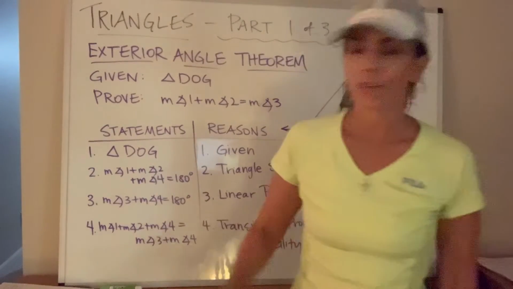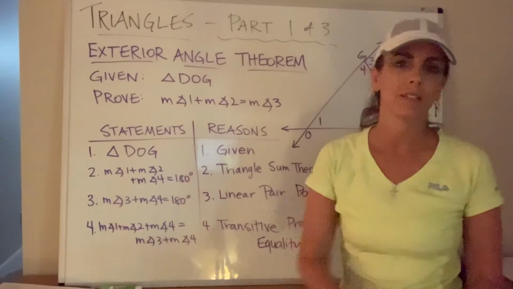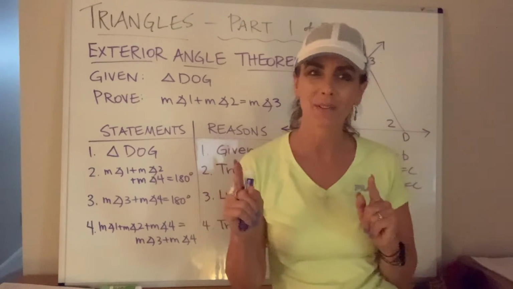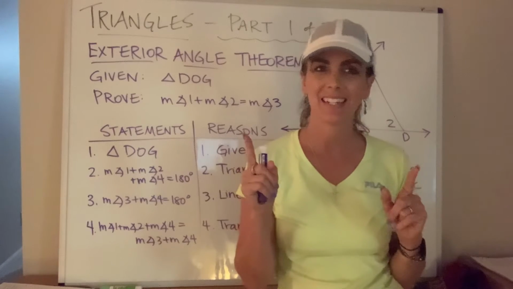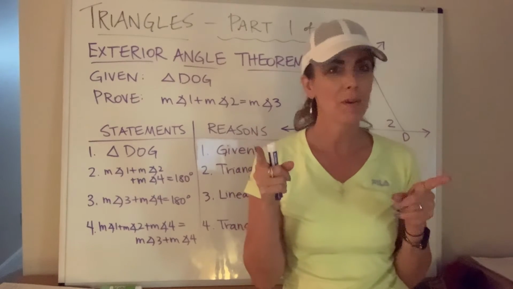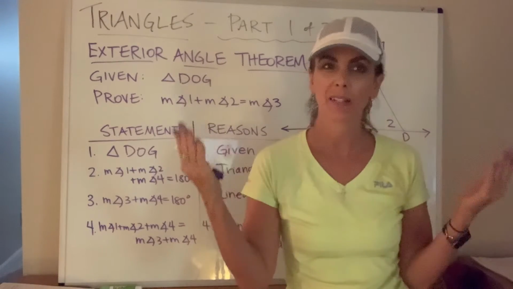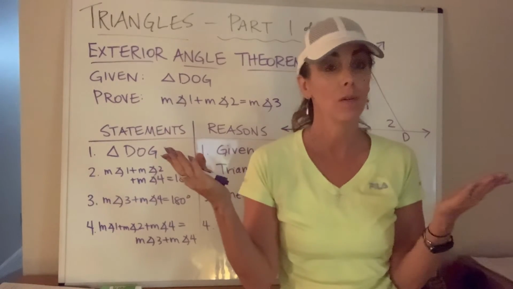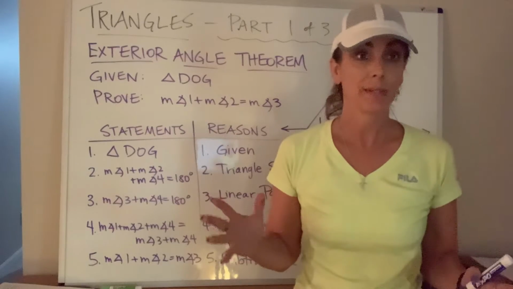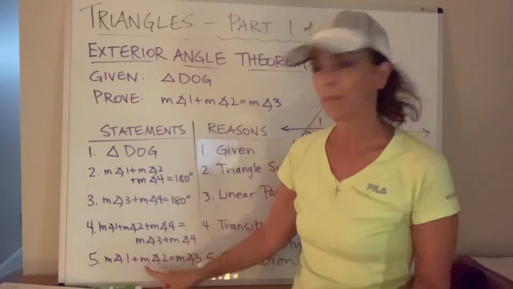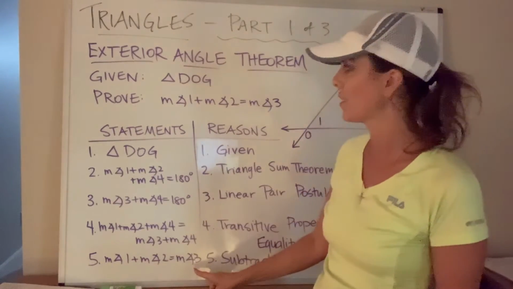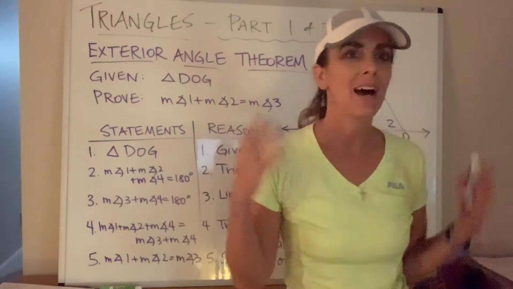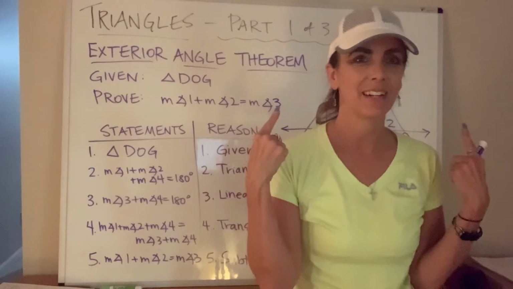So what do you notice, coming back to this statement? What do you notice on both sides of the equal sign? Hopefully you see it. Do you see the measure of angle 4 is on both sides? So I can subtract it away from both sides and that equation still is equal. Oh my gosh. So what does that look like? The measure of angle 1 plus the measure of angle 2 is equal to the measure of angle 3. Voila, we have proven the exterior angle theorem.